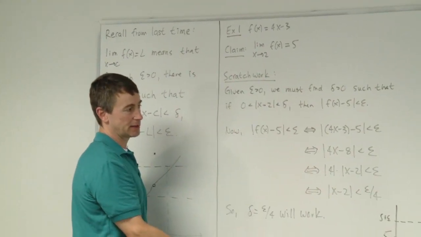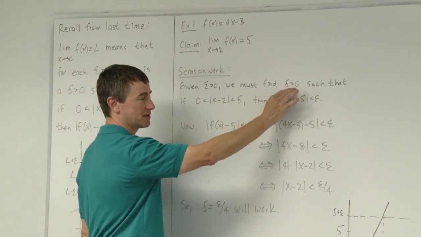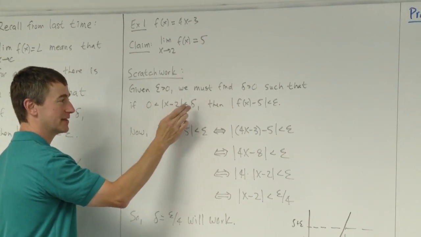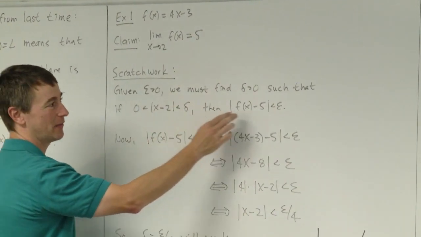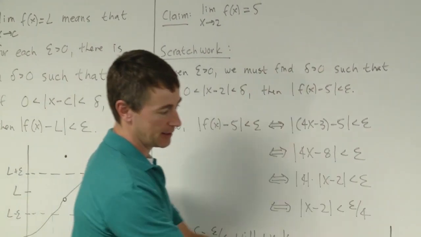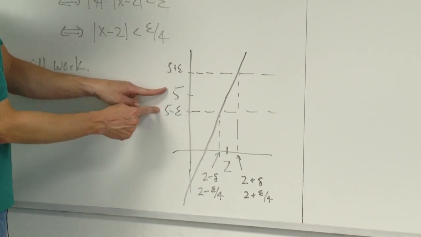And again, this is all stuff we did last week. The person on the street gives us an epsilon. It's up to us to find a delta, so that when x is within delta units of 2, then the y values of the function will be within epsilon units of 5. Down here, the y values were allowed to go up to 5 plus epsilon and 5 minus epsilon.